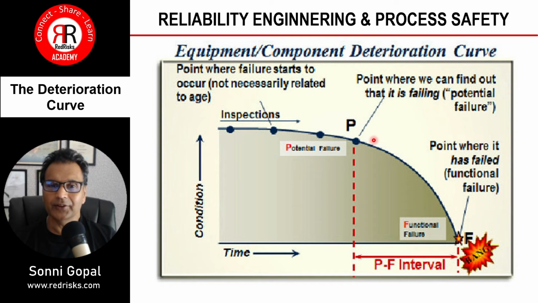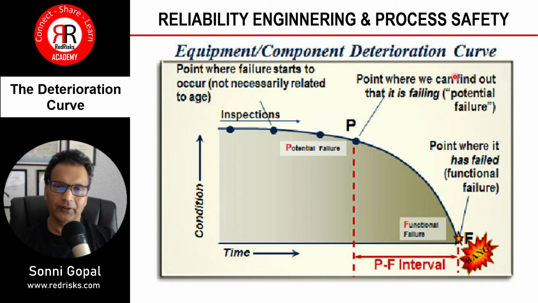In many cases, there's a rapid decline after that where we head towards a failure, and that is the PF interval. And the point where it has failed is called functional failure. And if it's not taken care of and it says bang, as you can see on this diagram, it can, of course, result in a bang.